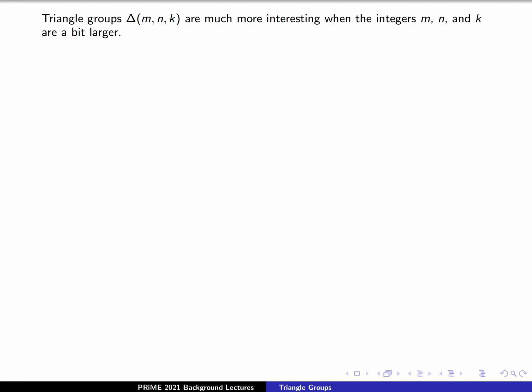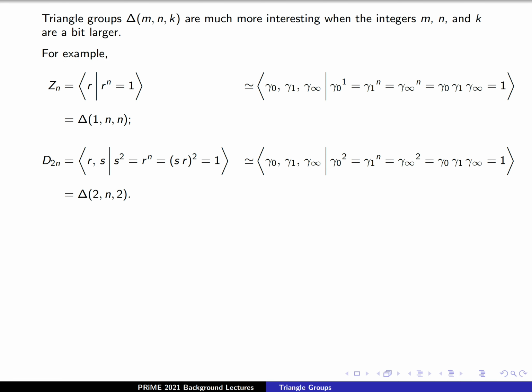Now, we've only really focused on integers where the sum of the reciprocals is equal to 1. But what if this is not the case? In fact, our triangle groups will be much more interesting when the integers are a bit different from what we had before. For example, we've already seen that for the cyclic group, Zn, we can consider 1, n, and n. And for the dihedral group, we can consider 2, n, and 2.